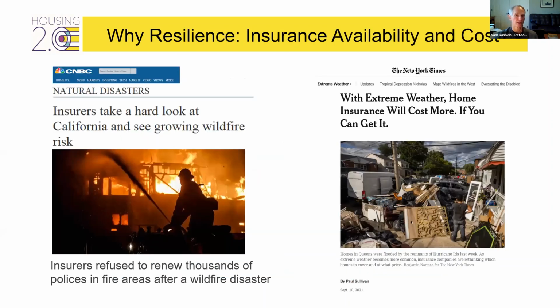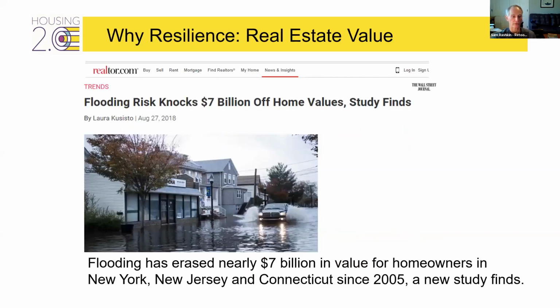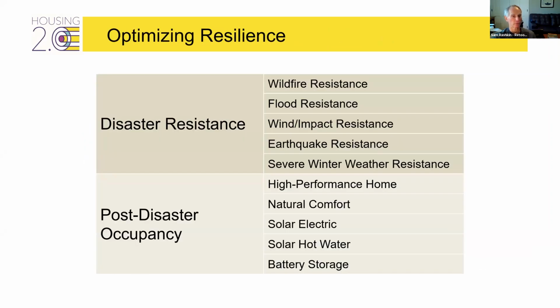And of course, beyond just high cost, it's also just the availability, as insurers just can't find a way to take on the risk of greater disasters. So they're pulling out of certain markets, and prices are going up even more exorbitantly. And it's also as a result affecting real estate value. And study after study is showing evidence that already we're seeing winners and losers. One study just in the tri-state region, New York, New Jersey, Connecticut, since 2005 has calculated a $7 billion drop in property value. So these are all happening.